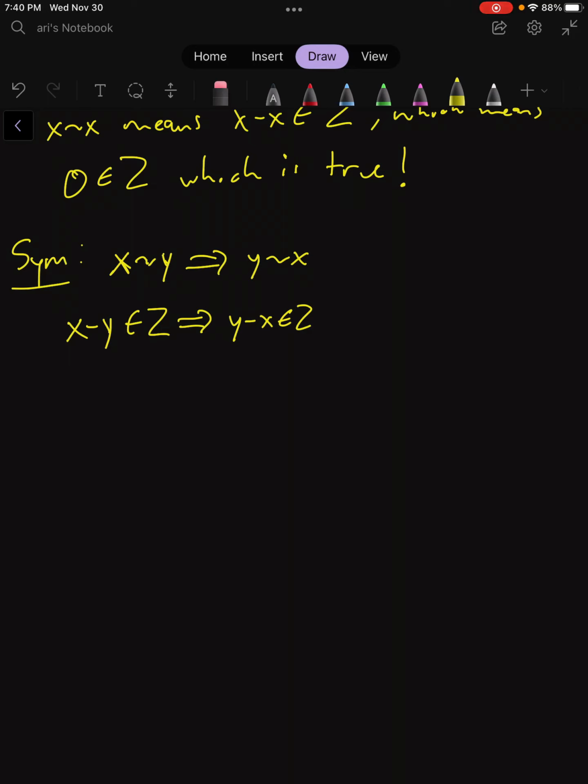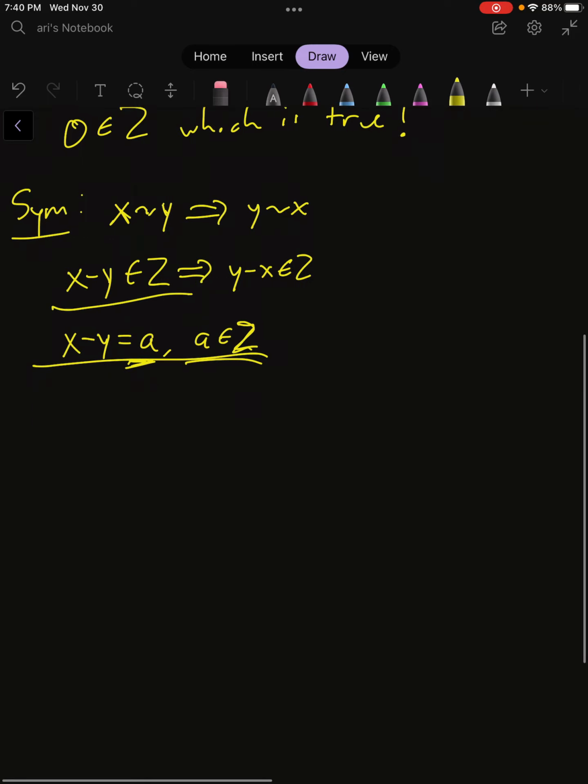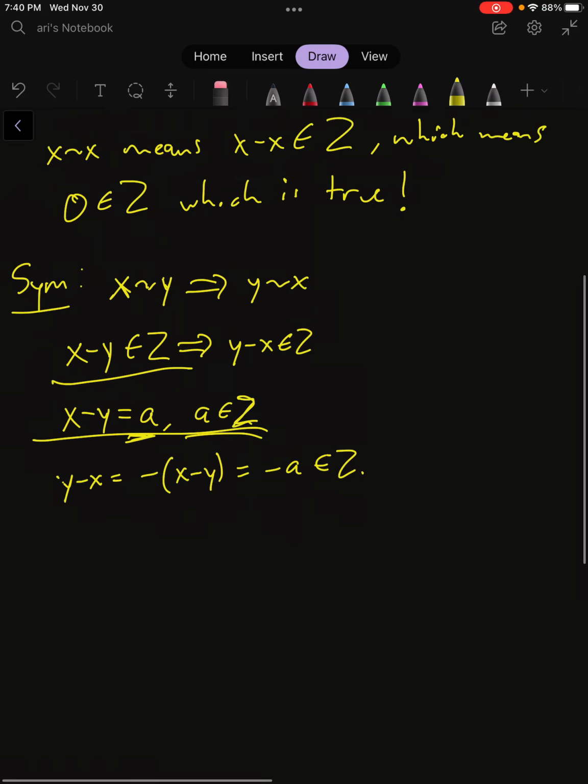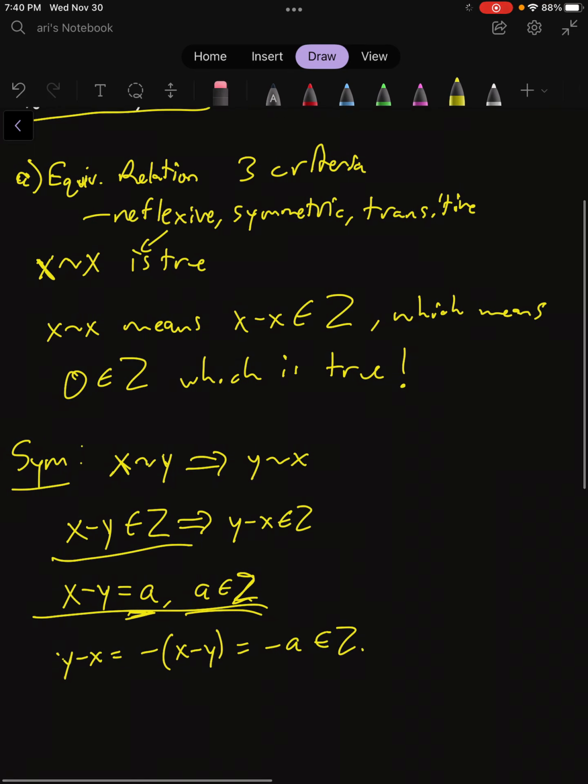But a more rigorous proof would be that x minus y, let's call it a, where a is in Z. We're allowed to do this. If we say x minus y is an integer, we could also say x minus y is some arbitrary a, where a is an integer. This and this are saying the same thing. So then y minus x equals negative (x minus y), which equals negative a. And that's also in Z. So therefore we have symmetry. And yeah, hopefully that's clear.